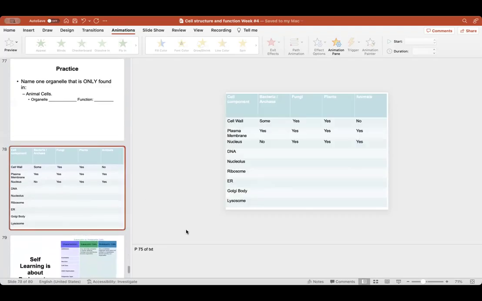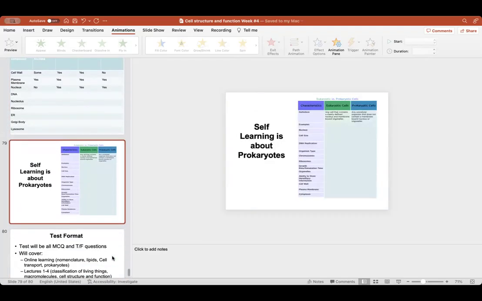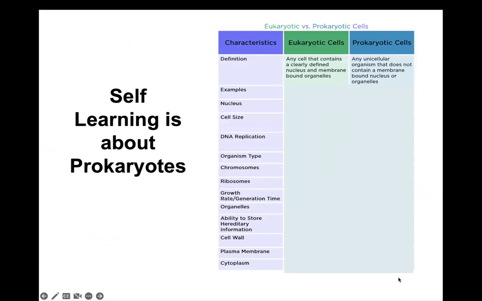Okay. So you have hopefully made this table for yourself for learning. I'm just going to make this big so we can see it for a minute. One of your online learning modules that you should be doing before the test is about prokaryotes. So I was going to suggest you make a comparison table like this to study from.